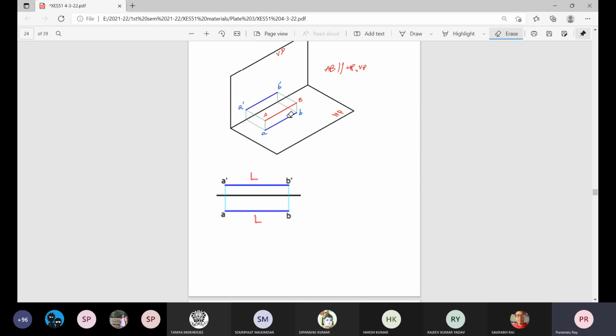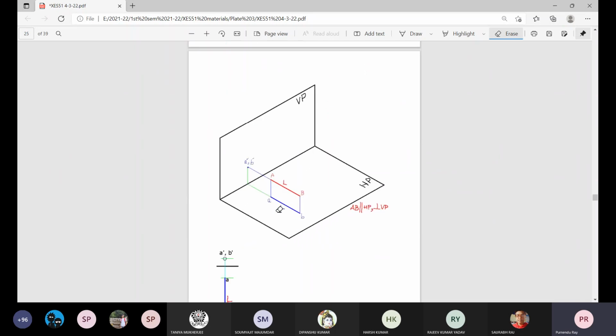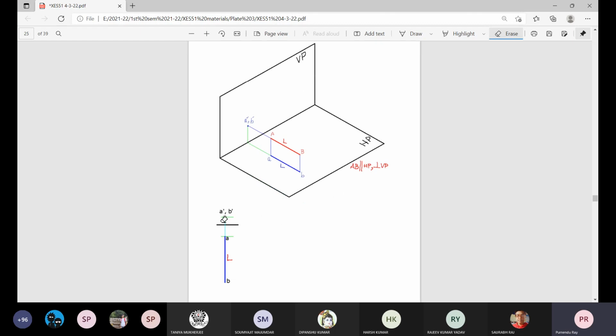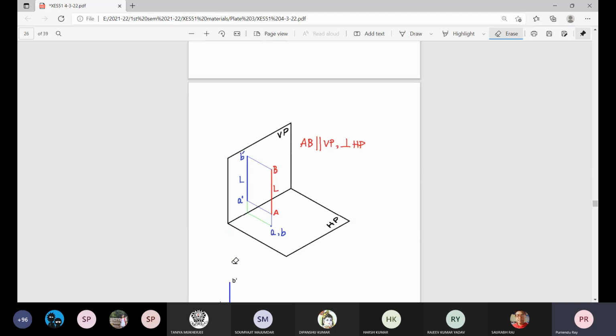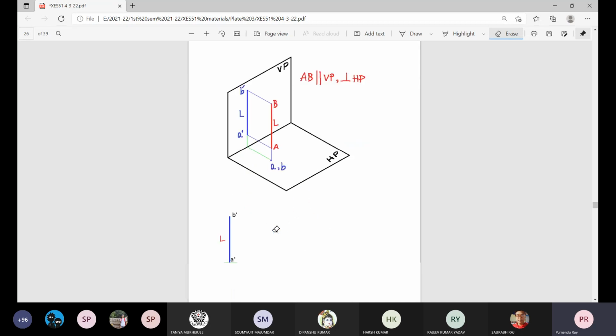And for helping regarding visualization: the line AB parallel to HP and VP, elevation and plan both parallel to GL. A line perpendicular to VP and parallel to HP has an elevation that is a single point, and the plan is perpendicular to GL with true length. A line parallel to VP and perpendicular to HP has an elevation in true length, and the plan is overlapped.